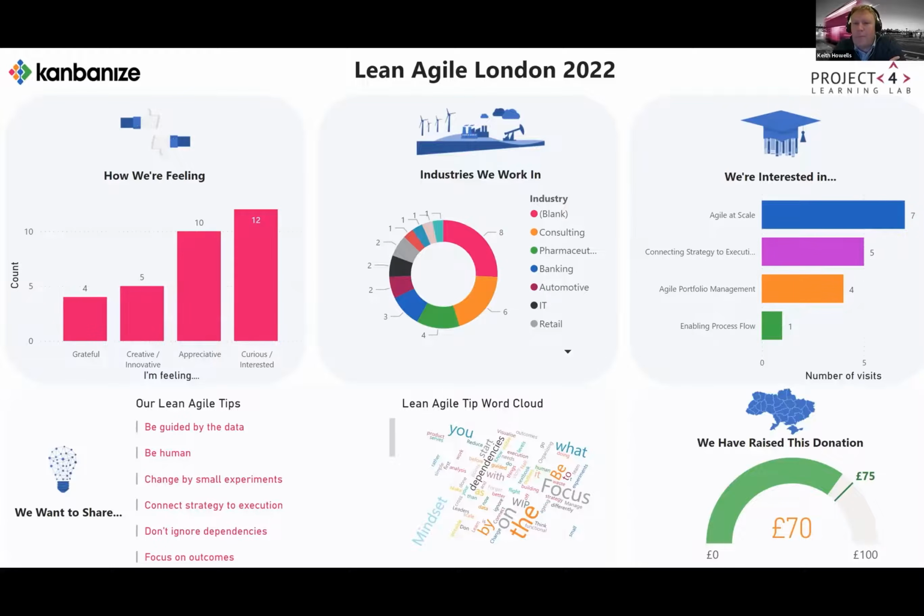But what is the problem with this kind of report? Anyone want to put in the chat what the problem is with this kind of report? What's it not doing for us? Tom, you're going to have to look at the chat. No one's put anything in the chat. What's the problem with this report? It's beautiful. Well, I think it is. But what's wrong with it? Tom, I'm going to pick on you. What's the problem with this report?